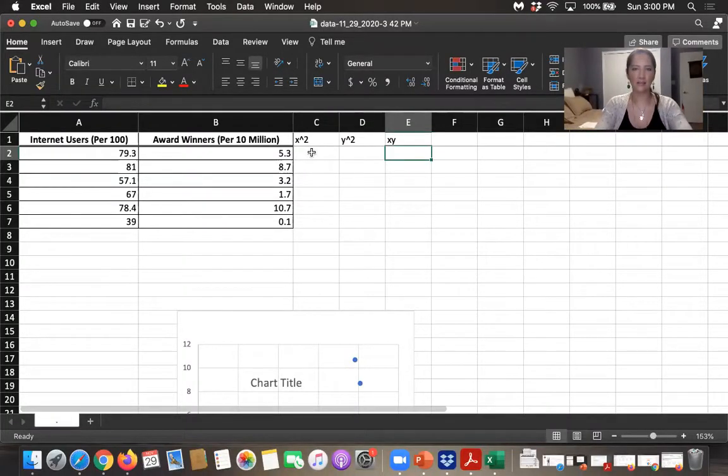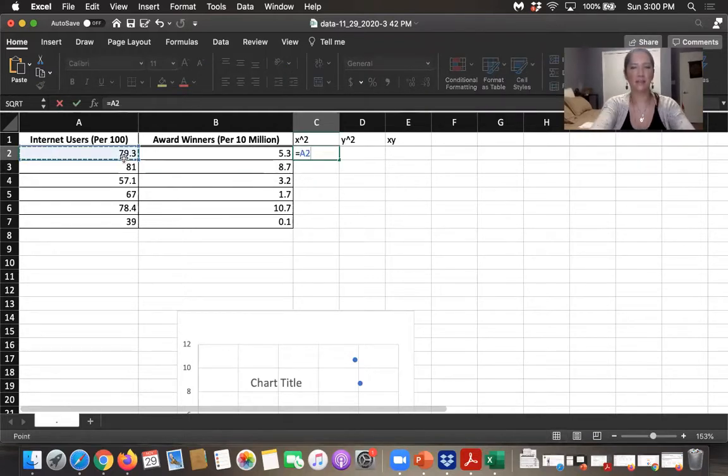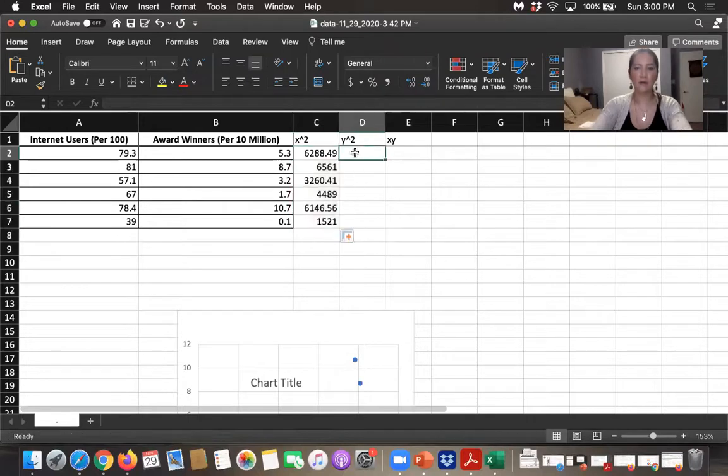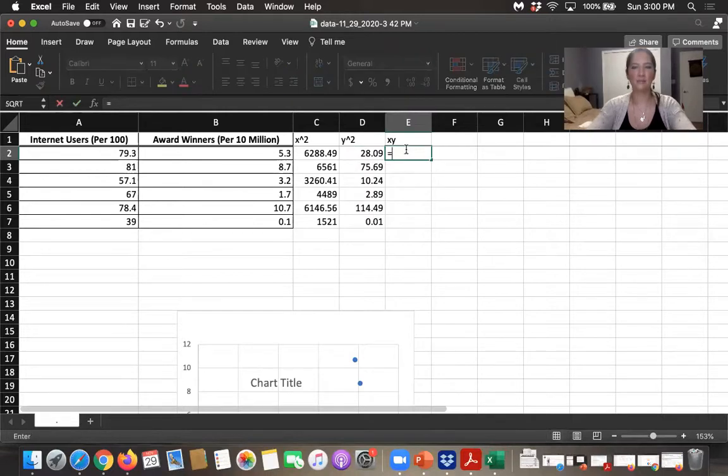So I'll type equals, and then I'll select the X value, and then I'll use that caret and raise it to the second power, hit return or enter, and then just drag and drop. I'm going to do the same thing with the Y values. I want the Y's squared, so I hit equals, then I choose the Y value, then I square it, doing caret 2 there. Then I hit return or enter on your computer, and then you want to drag and drop. And then we want the X's times the Y's, so we'll hit equals X times, and then select the cell for the corresponding Y value, and then you want to drag and drop.